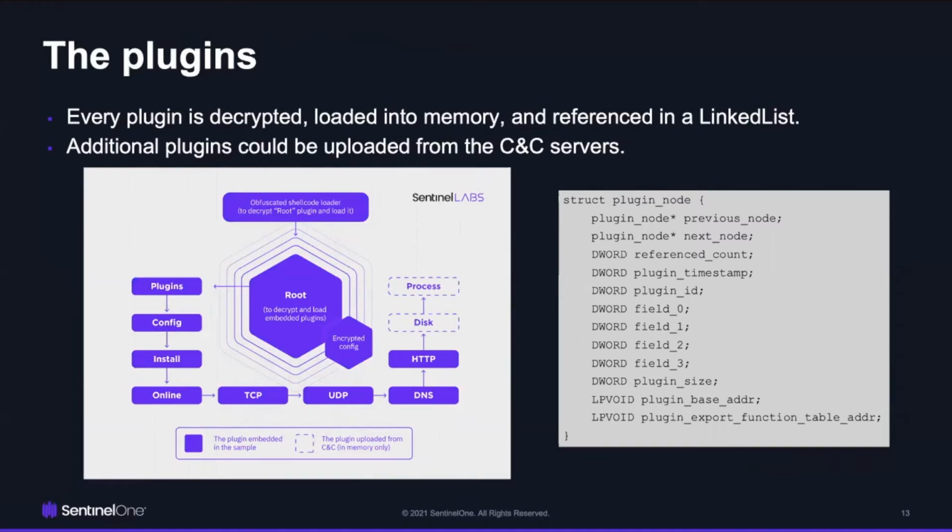Aside from the plugins embedded in the sample, additional plugins could be uploaded to the infected host from the CNC servers. For example, if the disk plugin is not embedded in the sample in the first place, after ShadowPad connects back to the CNC server, the attacker can upload the disk plugin through the controller. The plugin will be sent to the infected computer, and the backdoor will decrypt it, load it into memory, and store the plugin inside the linked list as well. This gives the user big flexibility to add plugins whenever they need.